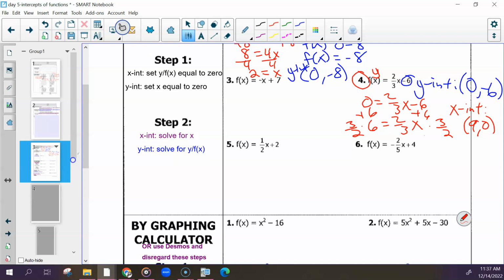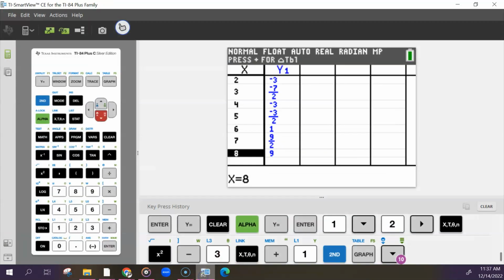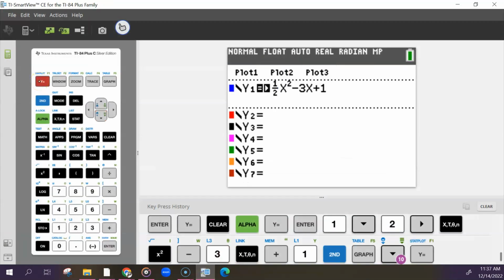I'm going to show you how you would do this in the calculator. If you were given any function, you could find the x and y intercepts in the calculator. We're going to do 2 in the calculator and 7 in Desmos. So if you don't have Desmos open, you could just follow along. But the calculator I want you to do with me. So for number 2, go into y equals, clear it out if there's anything there. Put in that function.